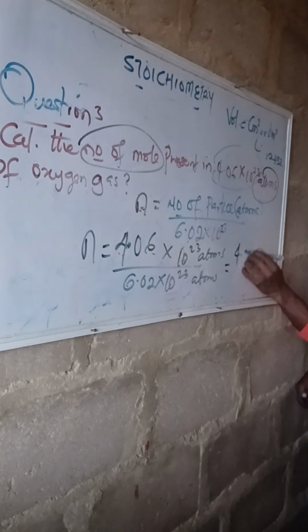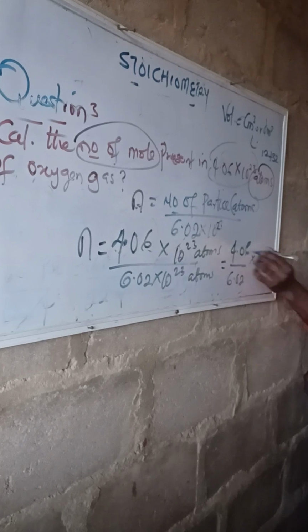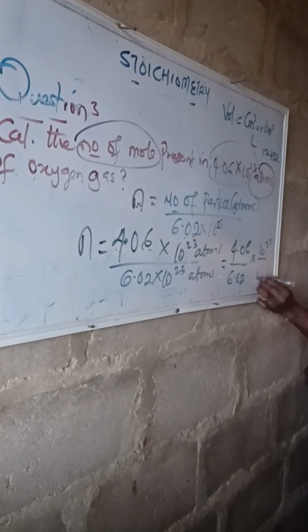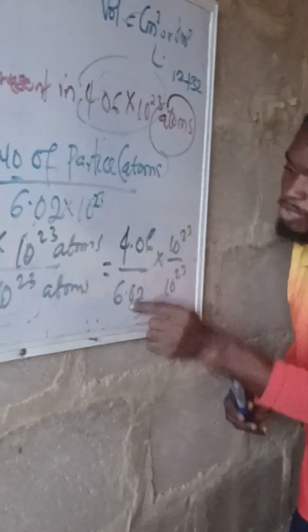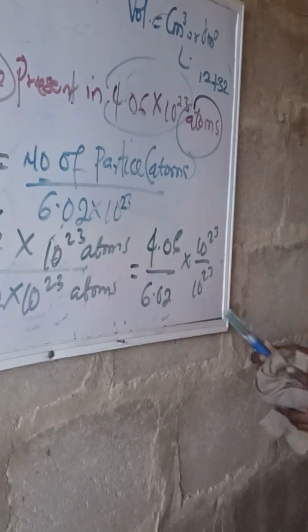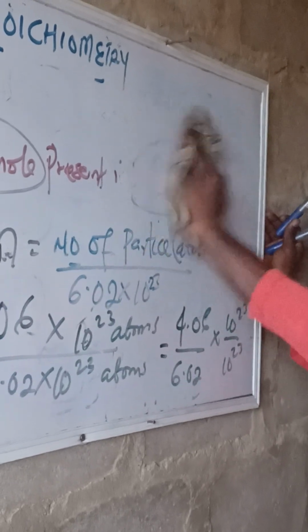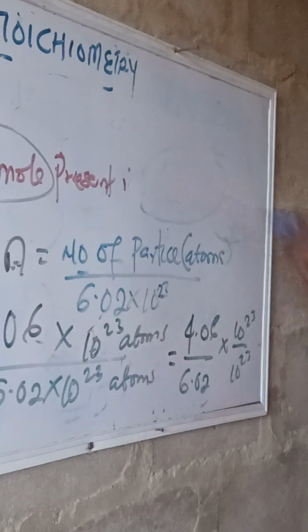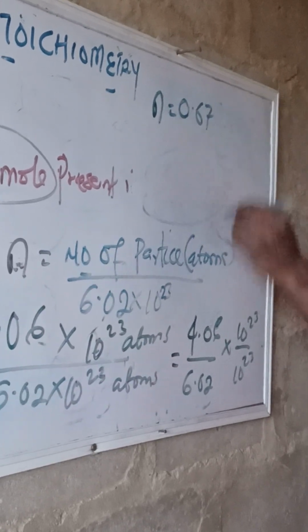What would that be? 4.06 divided by 6.02, multiplied by 10 raised to power 23 all upon 10 raised to power 23. Very simple, under indices. This divided by this, what is it going to give us? It is 0.67, that means our N will be 0.67.